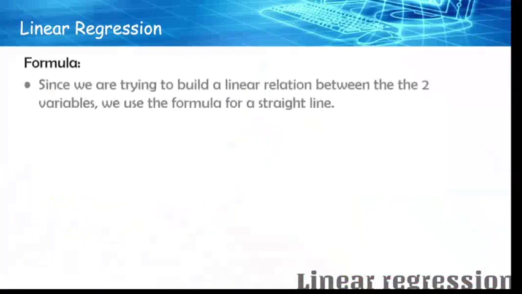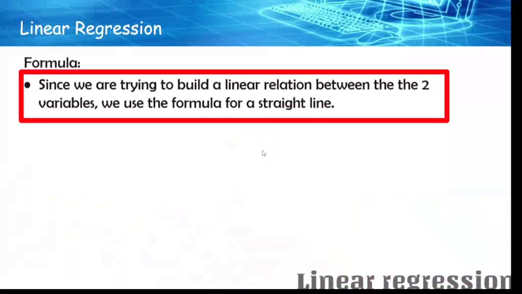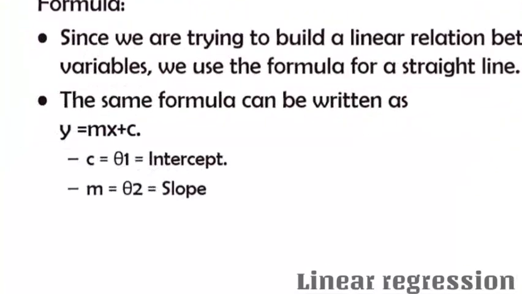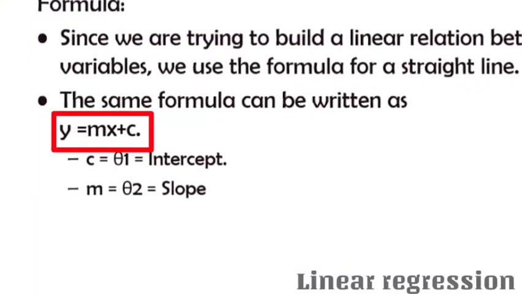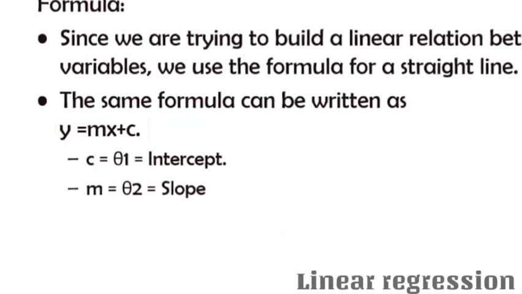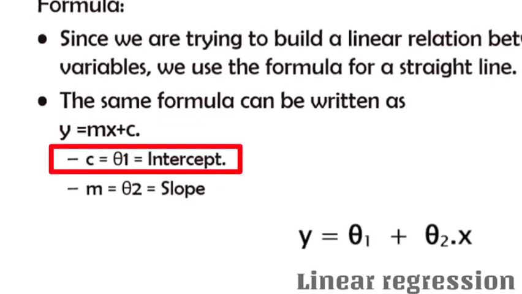Basically we have a formula. Since we are trying to build a linear relationship between two variables, we use the formula for a straight line. I hope everyone knows it. Else, if you don't know, the formula for a straight line is y = mx + c, where m and c are constants. Here we have c equal to theta. You can represent it with theta 1 and theta 2 also. So c, or theta 1 over here, is the intercept.